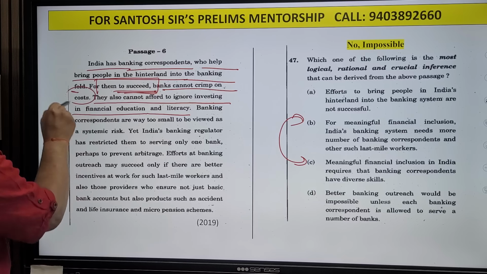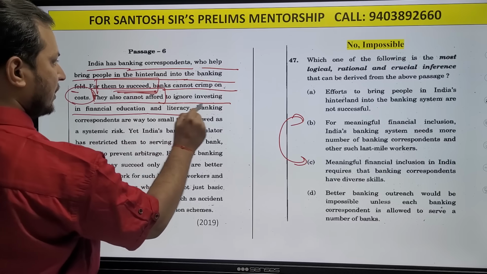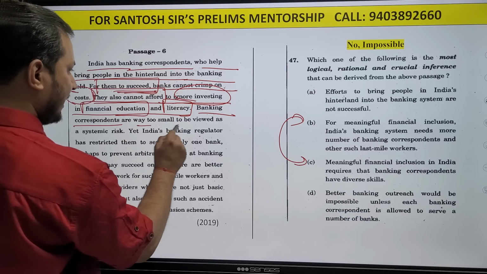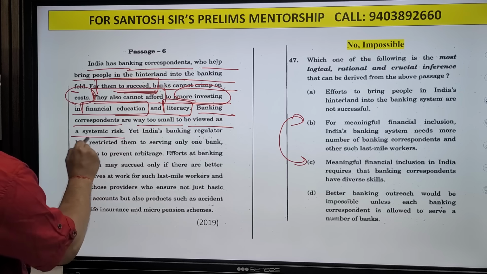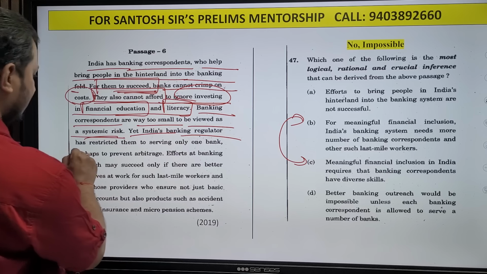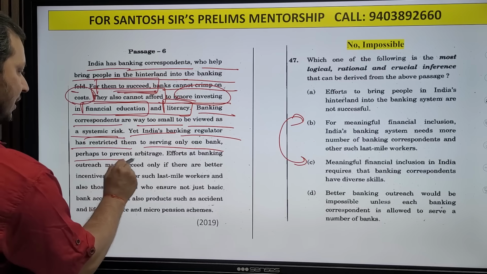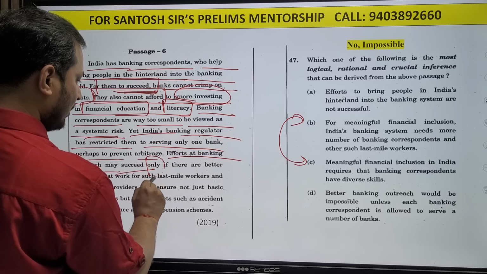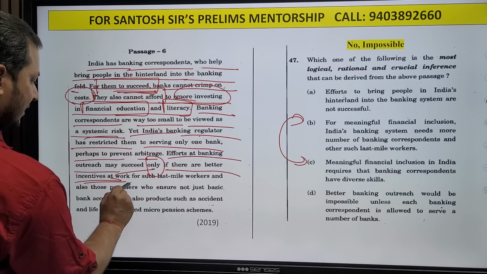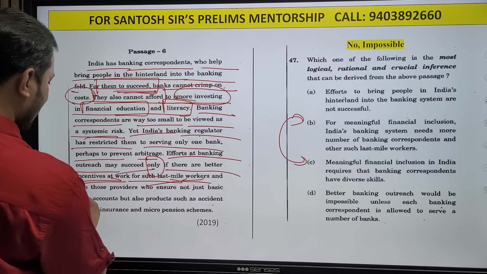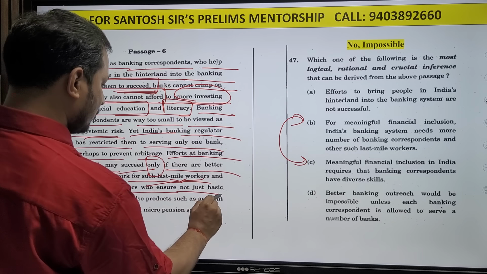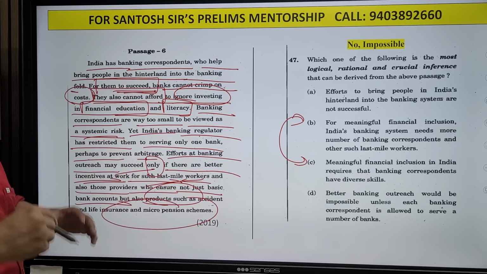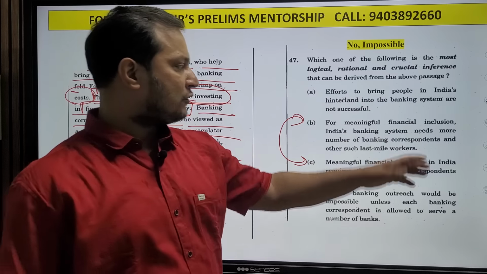Banks cannot crimp on costs. They also cannot afford to ignore investing in financial education and literacy. Banking correspondents are way too small to be viewed as a systemic risk. Yet, India's banking regulators have restricted them to serving only one bank, perhaps to prevent arbitrage. Efforts at banking outreach may succeed only if there are better incentives at work for such last mile workers, and also those providers who ensure not just basic accounts but also products such as these. Okay, they are talking about more products. More products need to be offered.